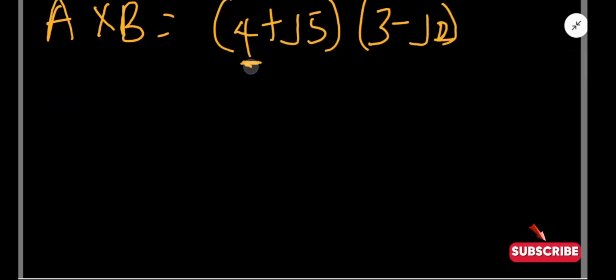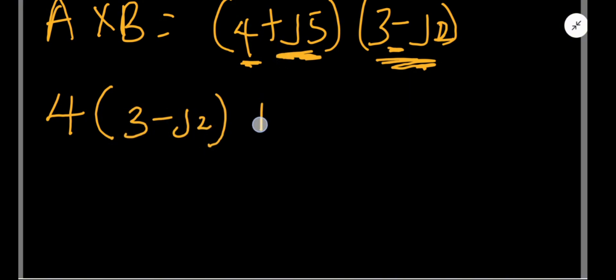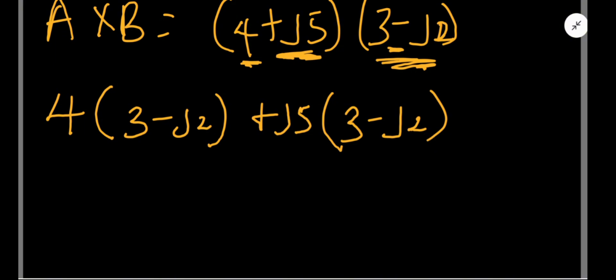The easiest way to do this is take this first value here, multiply everything here. Then take this second value here, which is the imaginary part, multiply everything here. So I'm going to separate them. Since we're taking the first value and multiplying everything here, it's the same thing as 4 multiplying 3 minus j2. Then also for here, plus j5, positive j5, multiplying the same complex number. So this is how you separate and you multiply. The next thing to do is expand it.